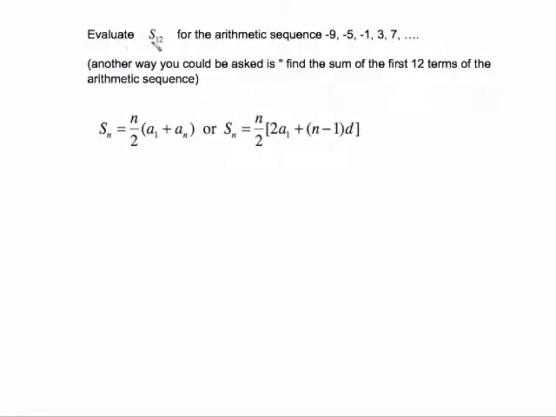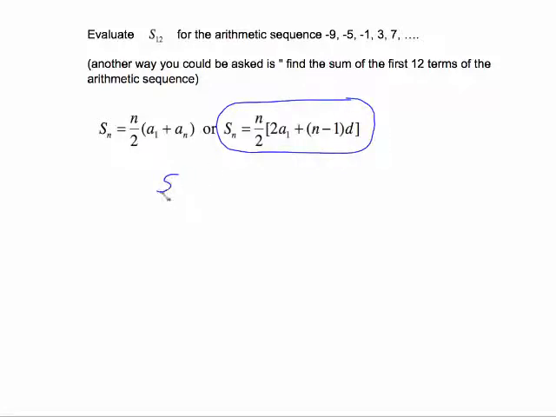So this says evaluate S sub 12 for this arithmetic sequence. Now in words, what that means is find the sum of the first 12 terms of the arithmetic sequence. Now you can only use the short form if you have the first and last term. I don't have the last term. Now I could continue this pattern out for 12 terms and have the last term, but it might be just as easy to go ahead and use the longer form.